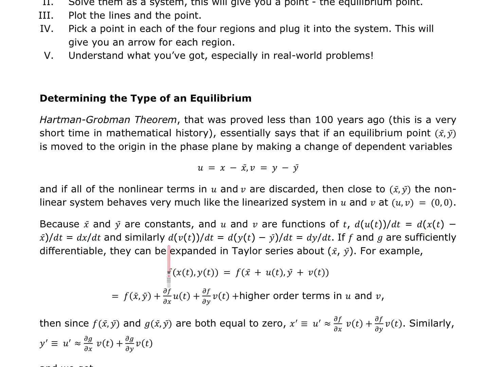Because x bar and y bar are constants for our system of equations in these examples, u and v are functions of t. That means the derivative of u of t with respect to t, the derivative of x of t minus x bar, is equal to dx/dt. Similarly, we get this. And f and g are sufficiently differentiable, so they can be expanded in a Taylor series about this. So we end up with this.